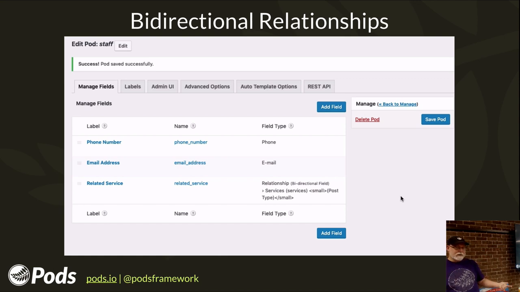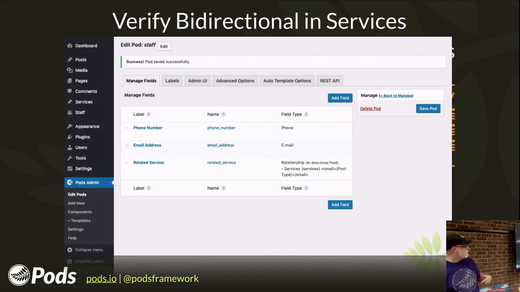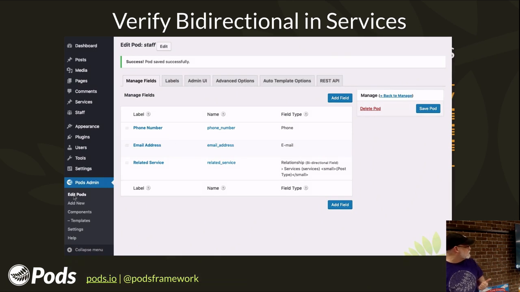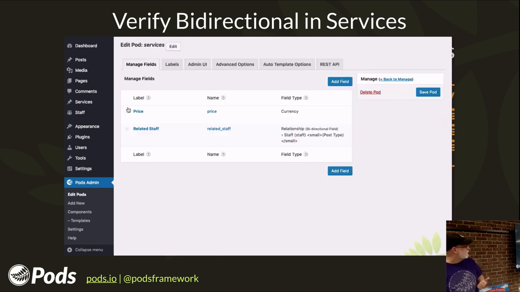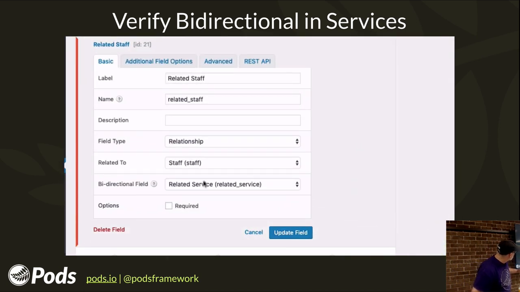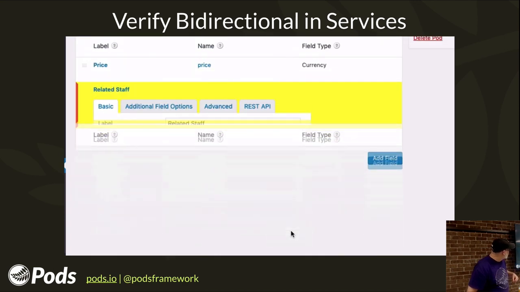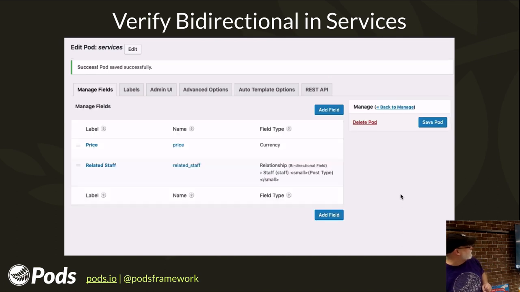And so just to be on the safe side, we also want to verify from the other direction. I know that gets really confusing, but we've added related service to related staff, and now we're going to verify that related staff on the services post type has a connection going back to this one. So that's what we're verifying, the bidirectional connection here. So we're going to go back into services and check that field. And it doesn't say bidirectional yet, but if I hit update, it probably should. Yeah, it does. It says relationship bidirectional field. So now there is a connection between those two post types, and anything added on one side will automatically add on the other.